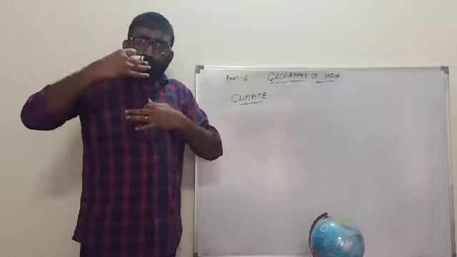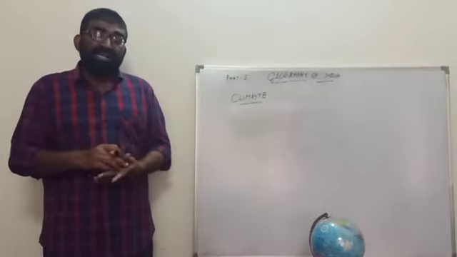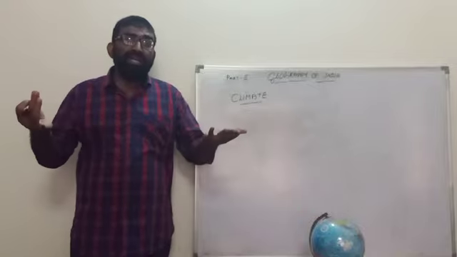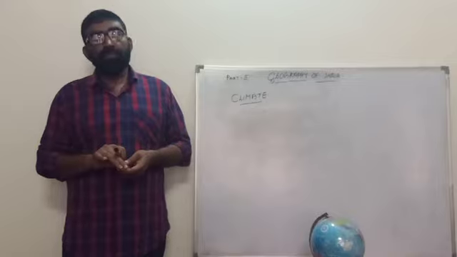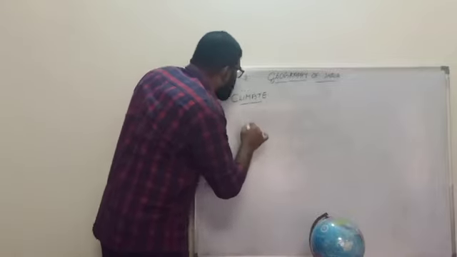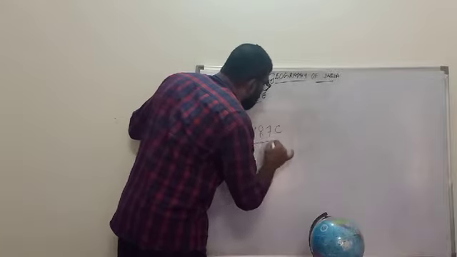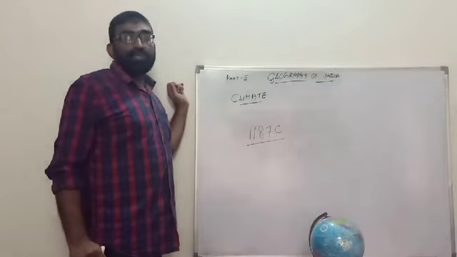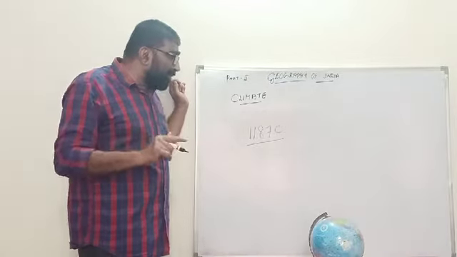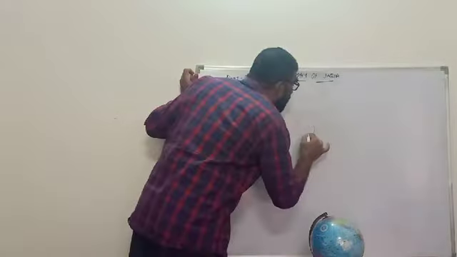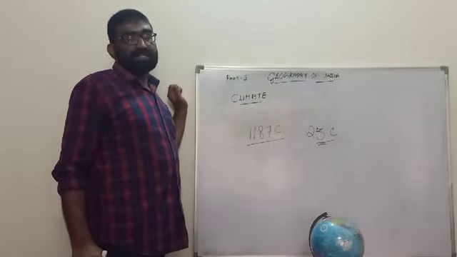Now, in the case of the distribution of rainfall also we can see these variations. Seasonal and regional variation in the distribution of rainfall can be identified. For example, the highest rainfall, 1187 centimeters, is noticed in Mausinram. It's the wettest place in the world. And at the same time, the rainfall is less than 25 centimeters in the desert part of India, in western Rajasthan.